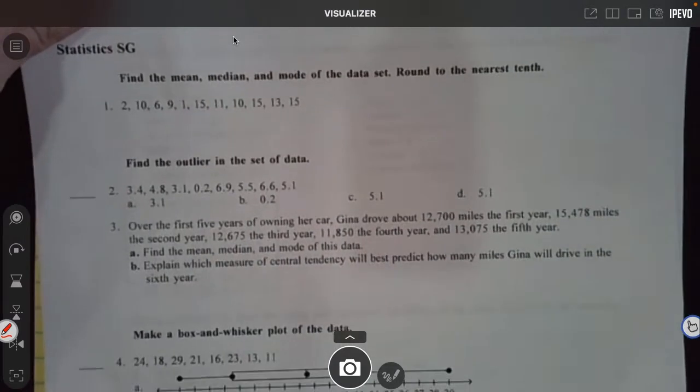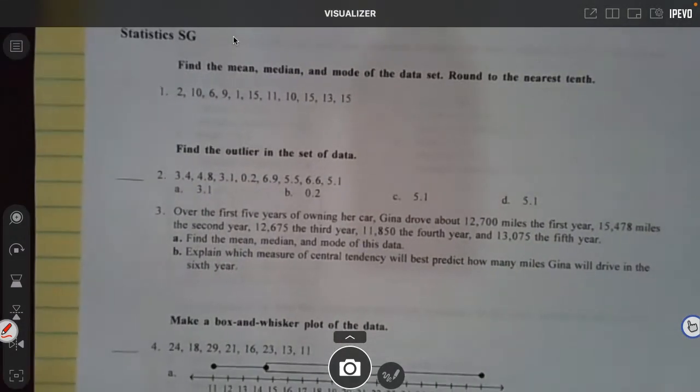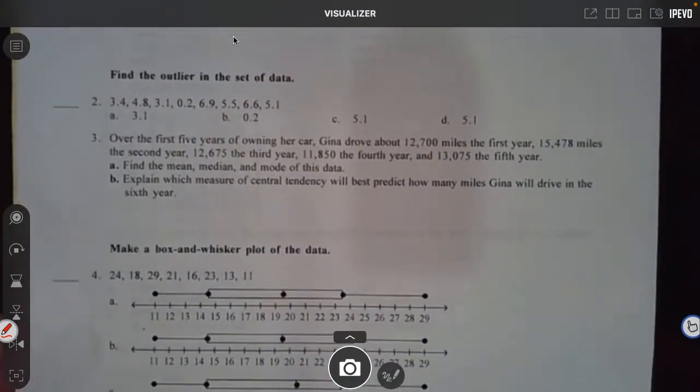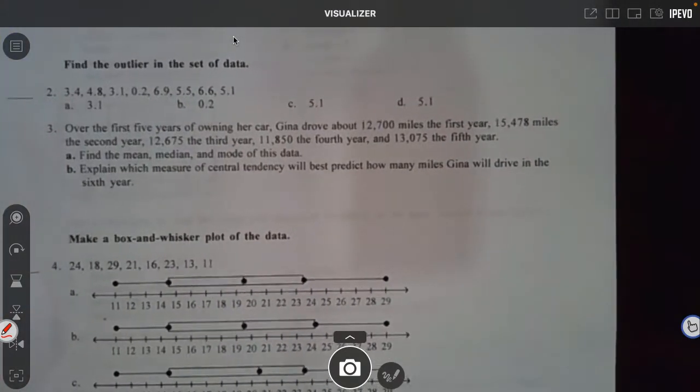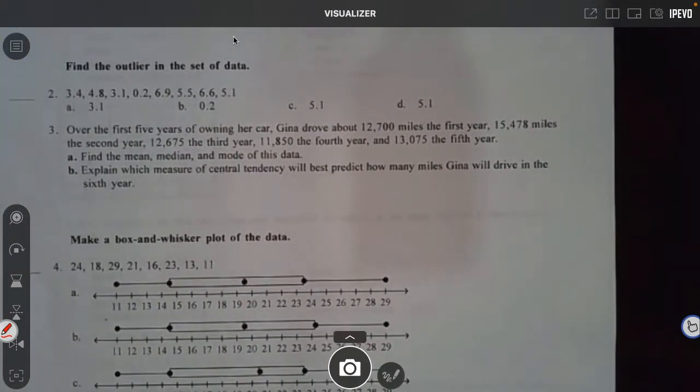All right. Number 3, y'all said y'all didn't do this one, right? No. I did A. Yeah, I did A. Oh, I didn't do B. Okay, so find the mean, median, and mode, and then we'll see which one works the best. So to find the mean, you added all the numbers up and divided by 5. And what did y'all get for your mean? 13,155.6. Okay, yeah, so they got 13,156 for the mean.